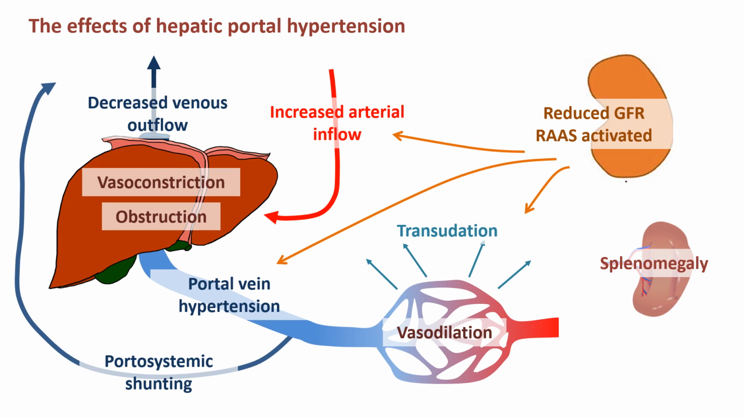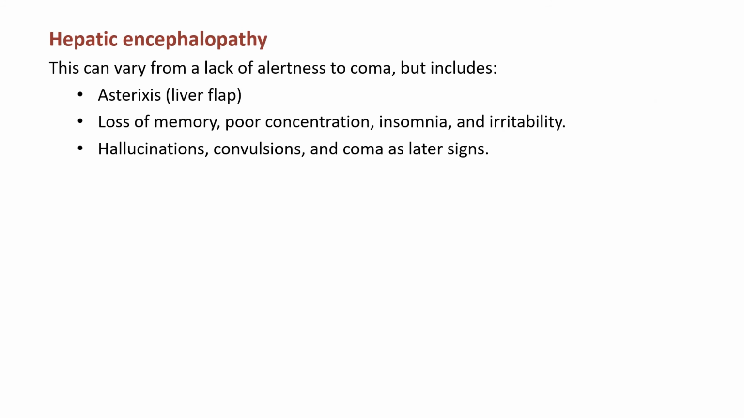And the spleen may become enlarged because its outflow is being restricted. So that was hepatic portal hypertension. As you can see, there were a lot of knock-on effects there in terms of the abdominal organs.